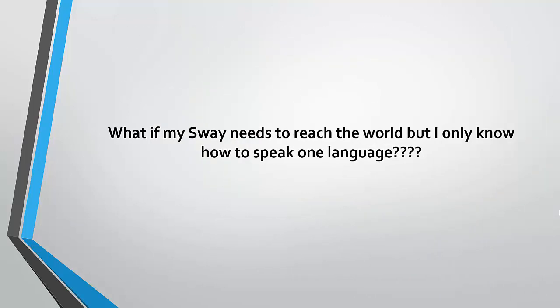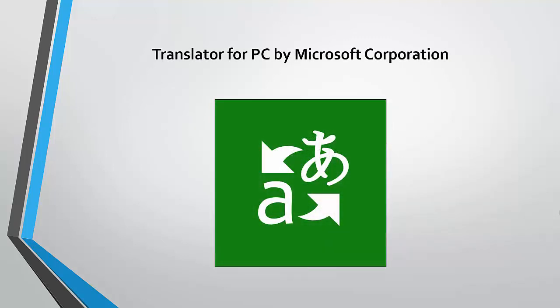And that brings us to our next application that's available in Windows 10. What if you want to share your Sway around the world, but you only know how to speak one language, like me, just English? Translator for PC by Microsoft Corporation is a way that you can do that. Microsoft has you covered on so many levels. If you don't know a language, you can download Translator for PC or mobile and use it to communicate with others, or use it if you are in a foreign country.